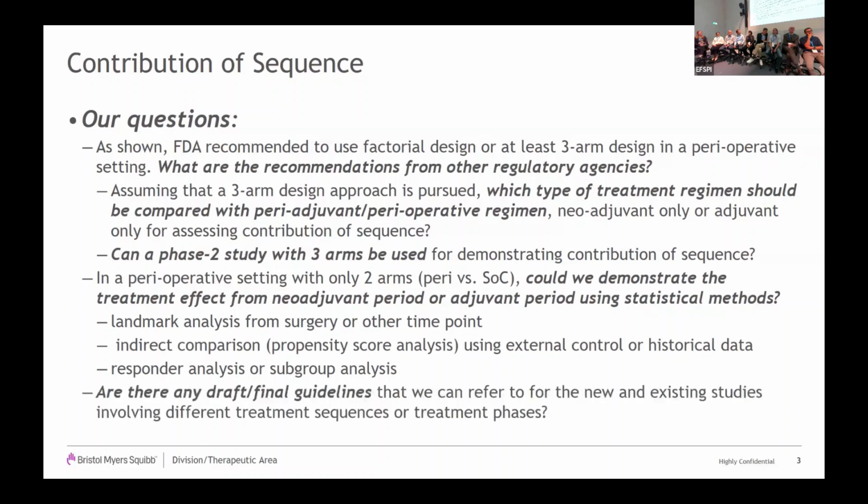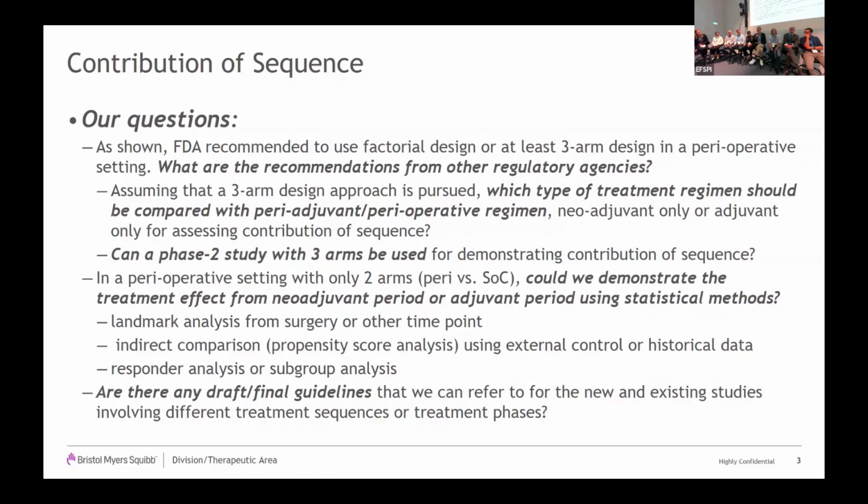So the last, we want to hear about the guidelines. So thank you. There's a lot of questions. But let's see. Whoever can start, wherever you feel like starting with these many questions.